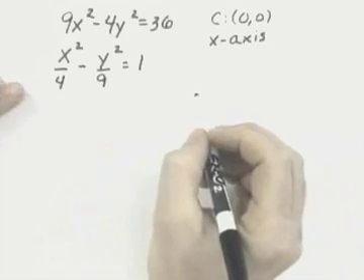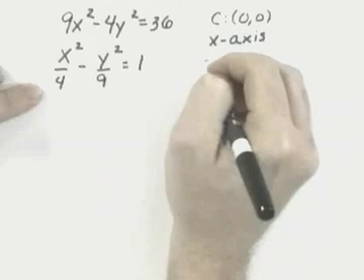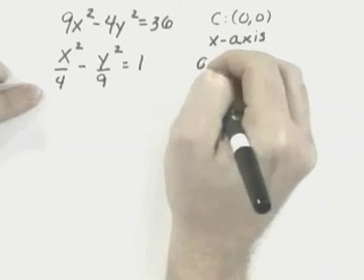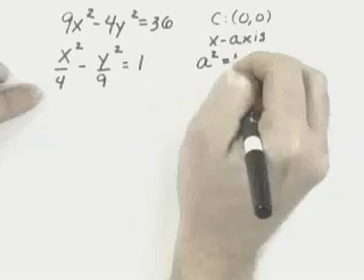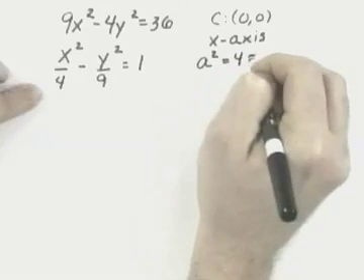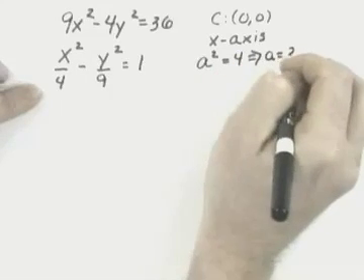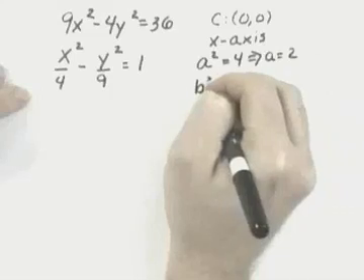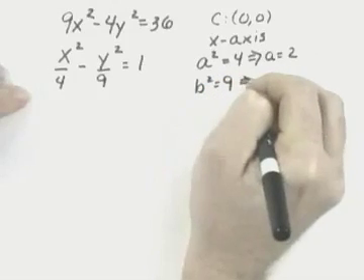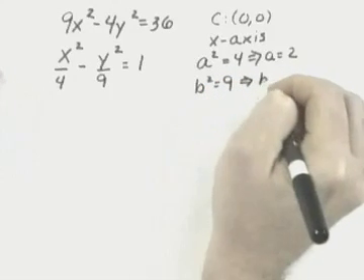The other thing that we notice is that the value in the denominator of the x squared term is 4, which means that a squared is 4, which implies that a is 2, and that b squared is equal to 9, which implies that b is equal to 3.